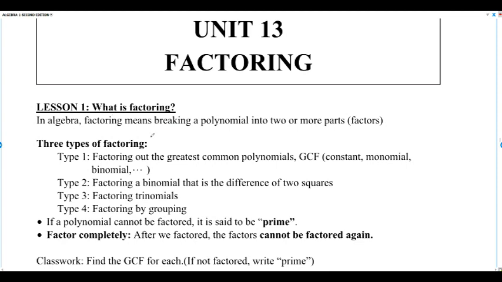You know what factoring is, right? Factoring means breaking a polynomial into two or more products. When you make a product, each one is called a factor. But there is a rule, so just try to follow those steps.